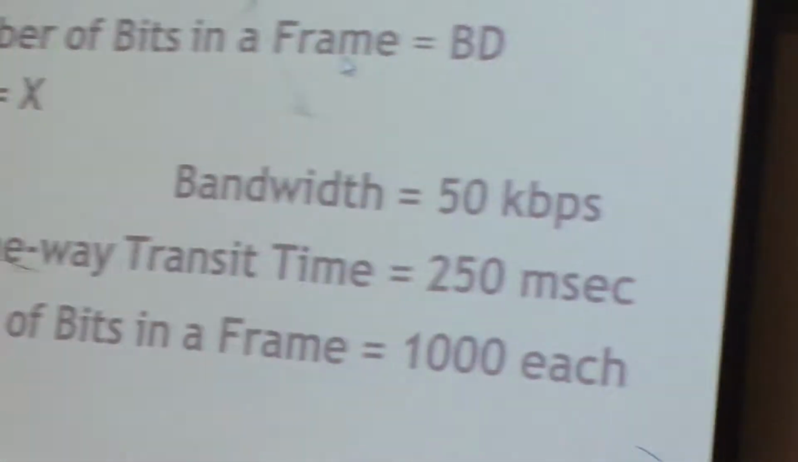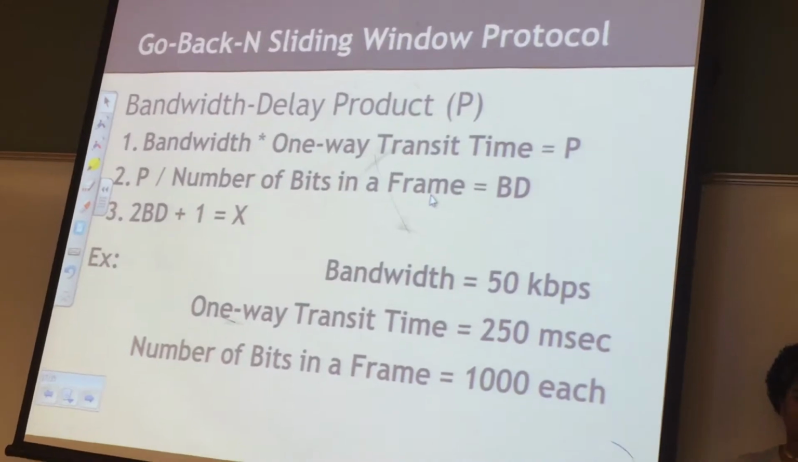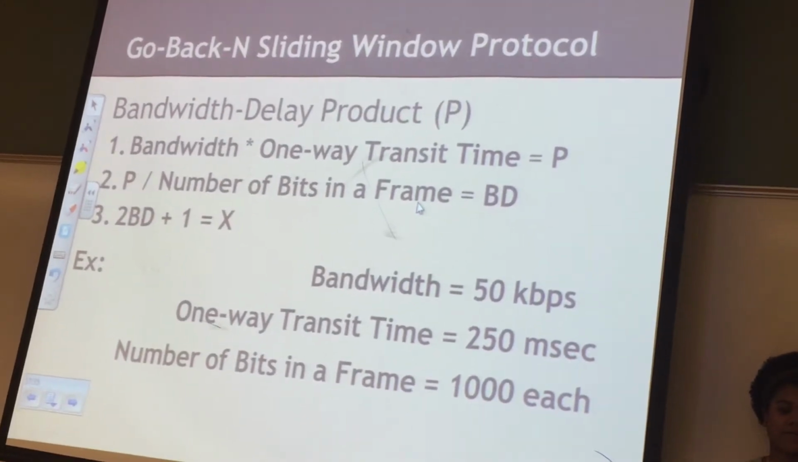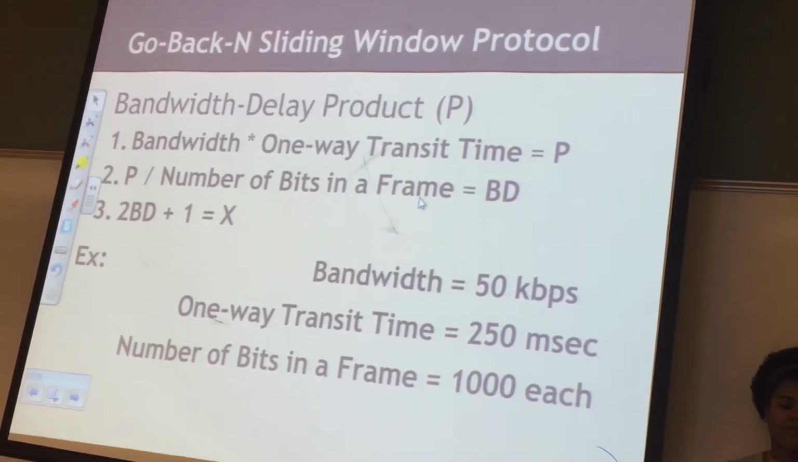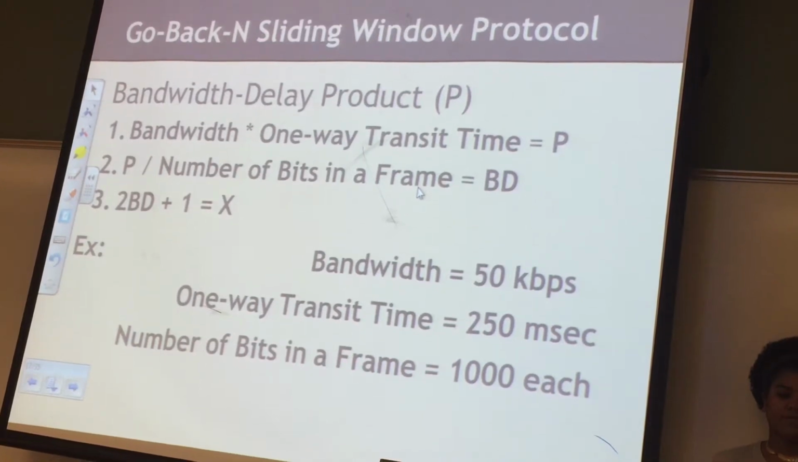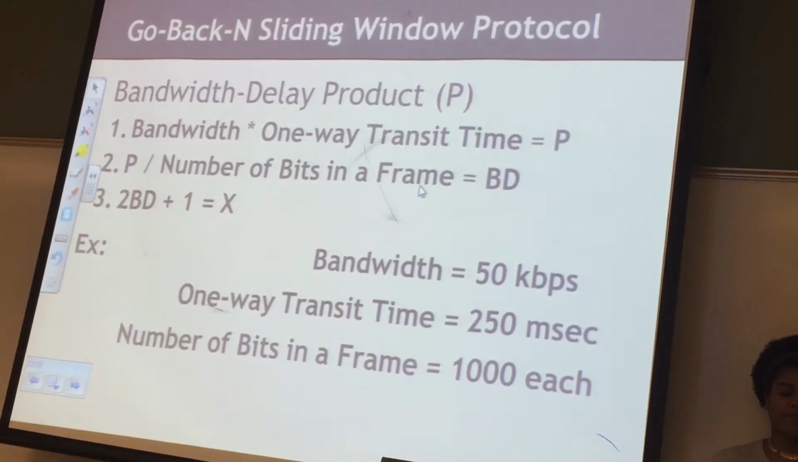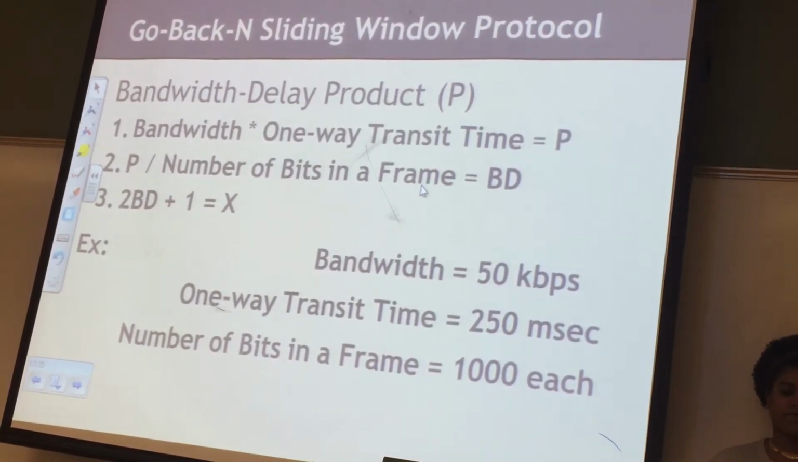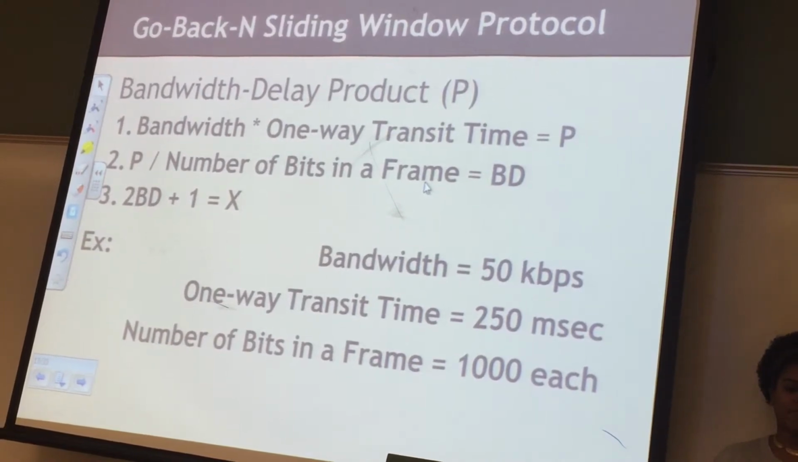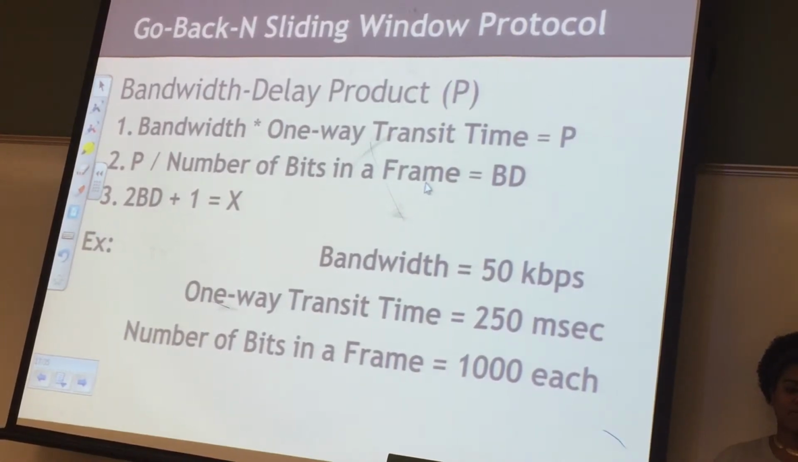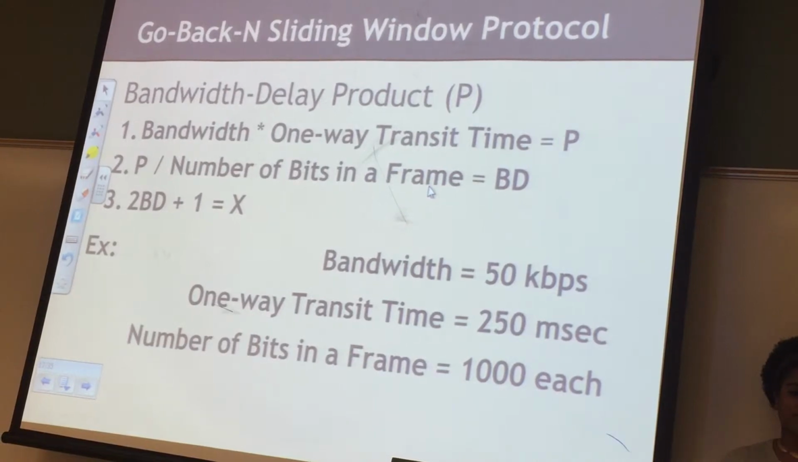All right, so let's give an example of this. This is the one from the book. So any of you who read that example have an advantage in this case. The bandwidth is 50 kilobytes per second. The one-way transit time is 250 milliseconds. I'm going to go ahead and start the problem. So you multiply those two, you get 12,500. And then you divide it by the number of bits in the frame, you get 12.5. And that is bits per frame.